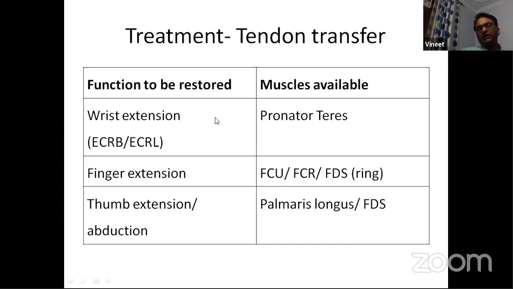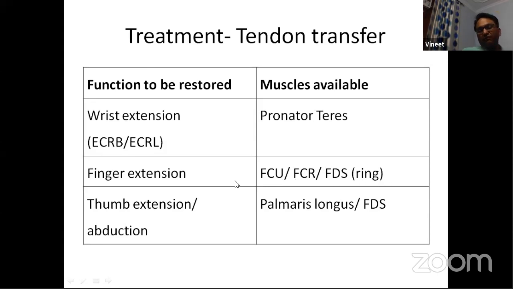So pronator teres to ECRB, some authors attach it to both, but ECRB being the central tendon gives wrist extension. This is the most important wrist extensor actually. And attaching the pronator teres to ECRB is almost consistent in any of the triple transfers which are described. Finger extension can be FCU, FCR, or FDS.